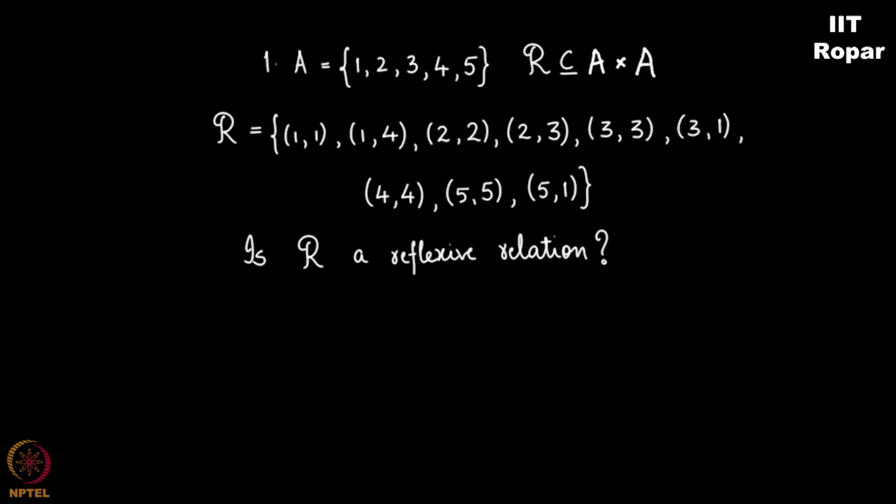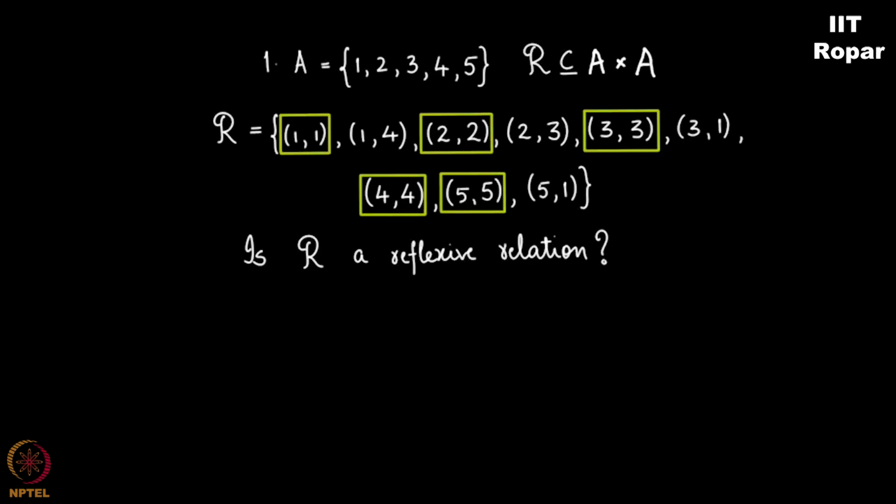So A has precisely 5 elements, and in R I see (1, 1), (2, 2), (3, 3), (4, 4), (5, 5). Yes, R is reflexive because for every element a of A, (a, a) belongs to R, and hence R is reflexive.